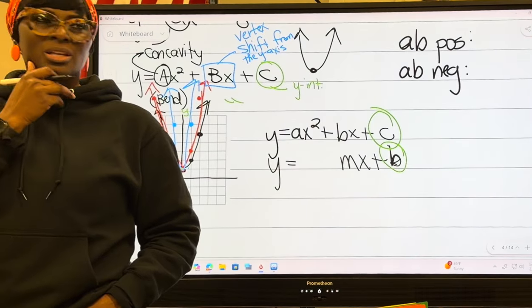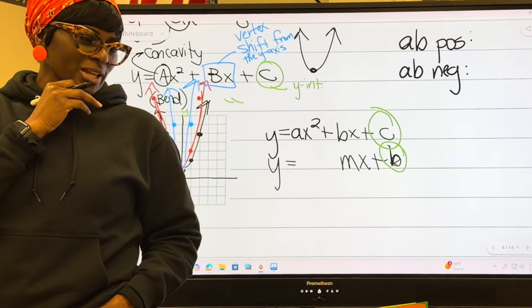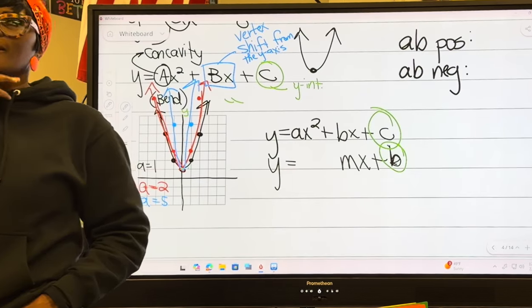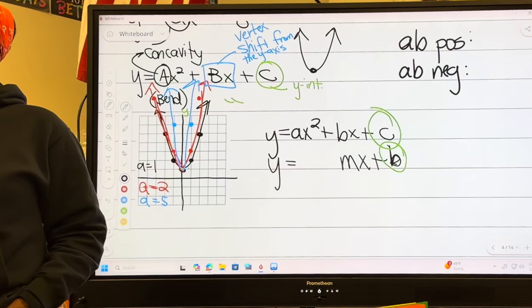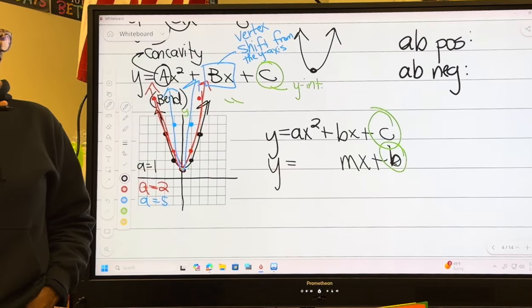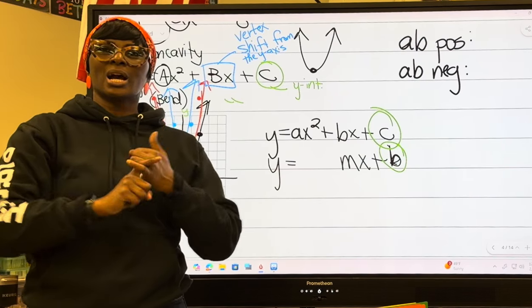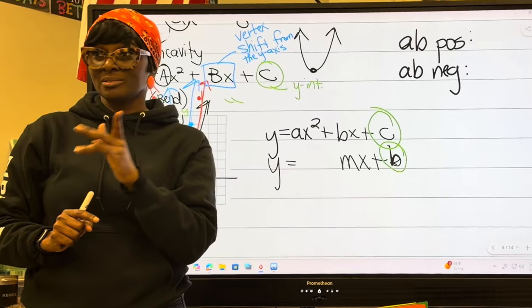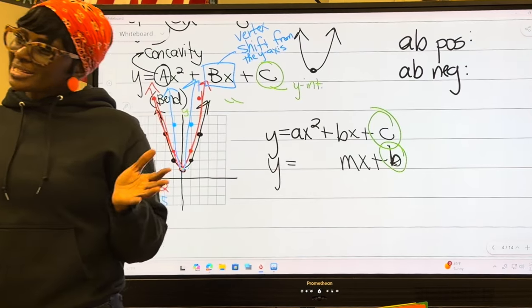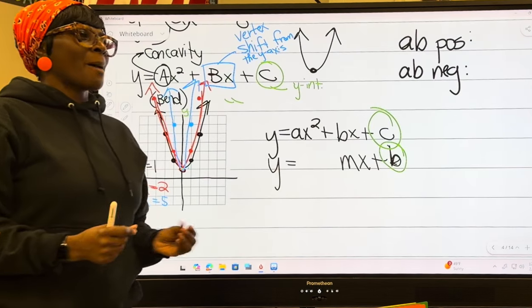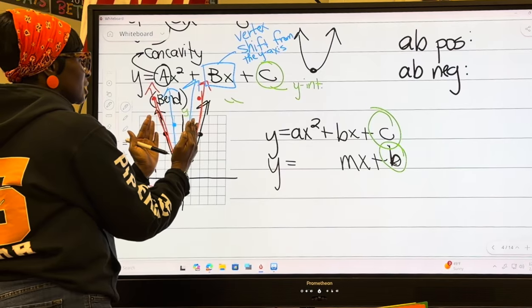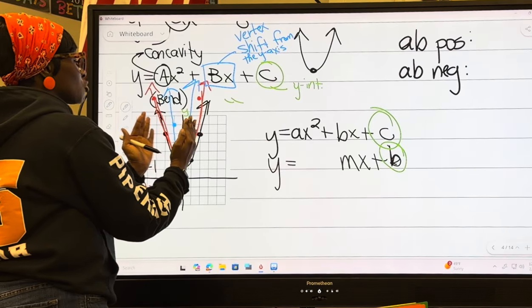AB, what does that mean? When you got two letters next to each other, what does that mean? Multiply. So AB means A times B, right? If you multiply A times B and it comes out to be positive, then what does that tell me? That tells me that my whole parabola shifted to the left.